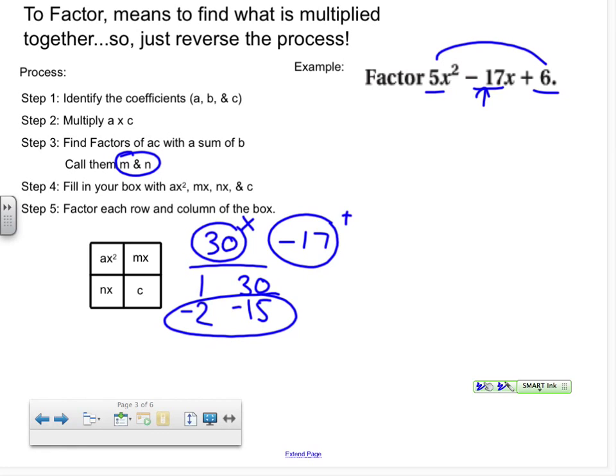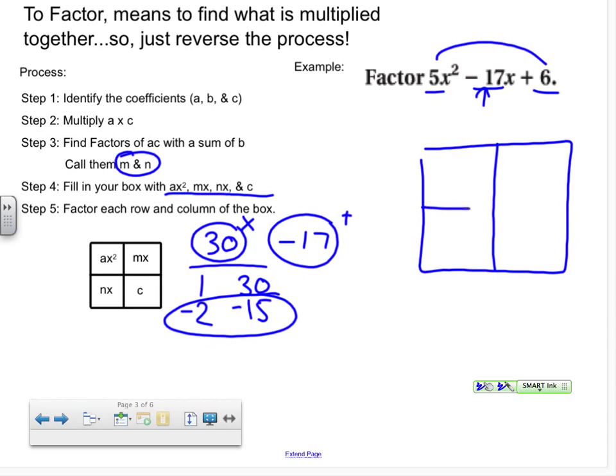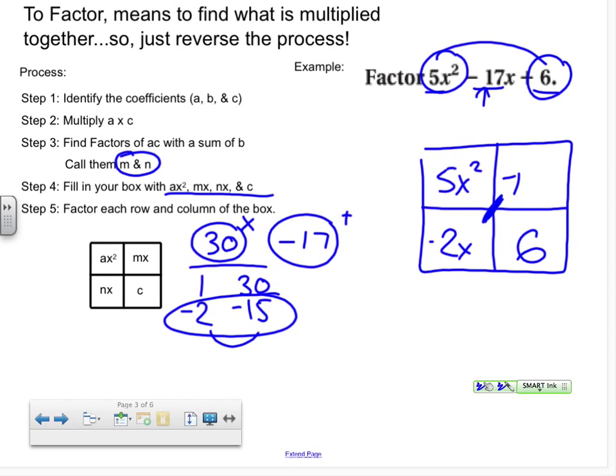So now I'm going to fill in my box with ax squared, mx, nx, and c. So I'm going to make my 2 by 2 box. Ax squared is 5x squared. We're going to put that in the first box. 6 is c. That's going to go in the last box. And then these two boxes right here, we're going to do negative 17x, because those are combining. We're going to write negative 17x in two pieces: negative 2x and negative 15x.